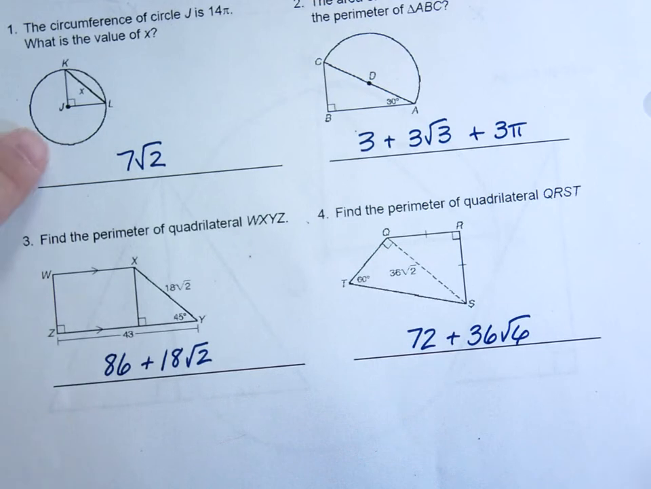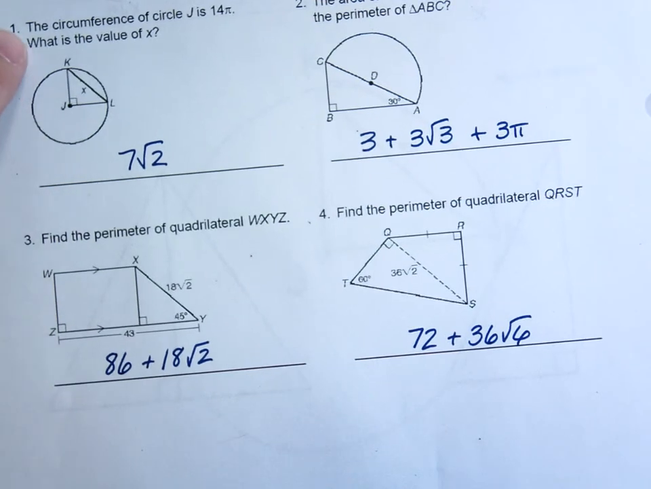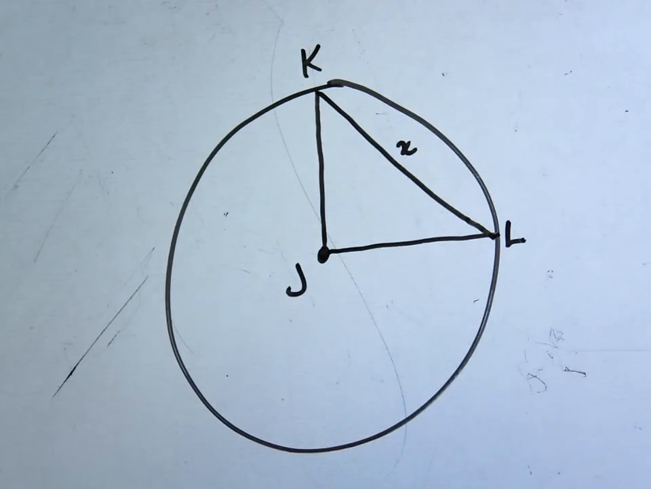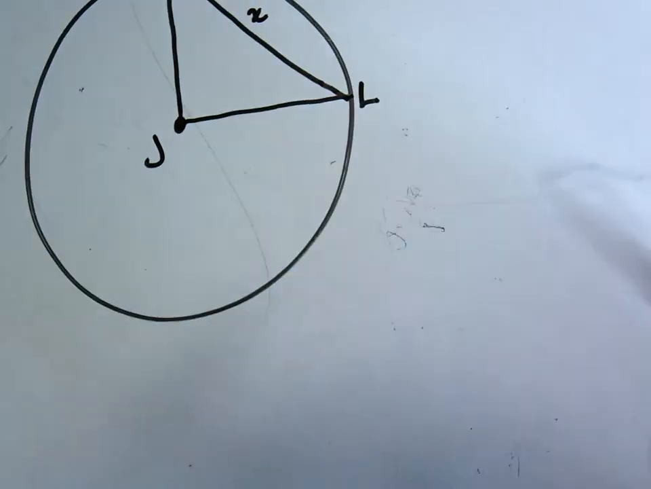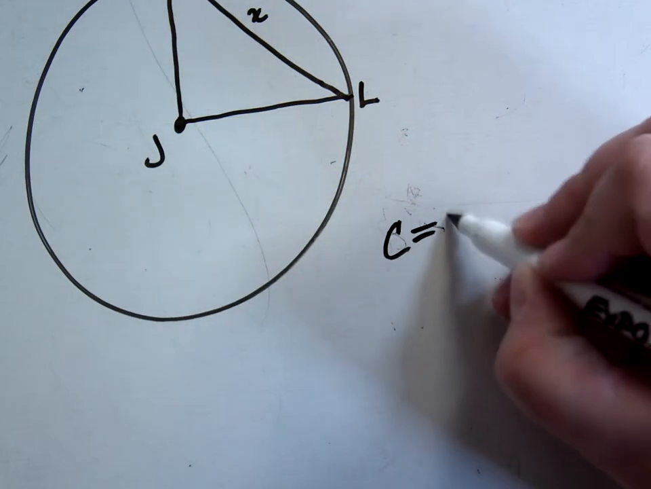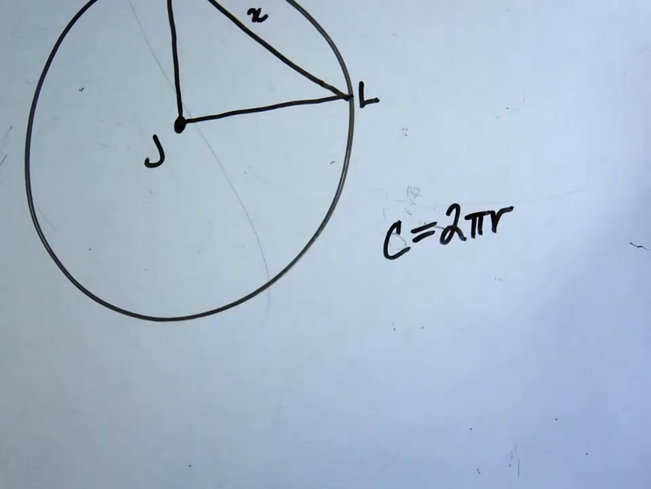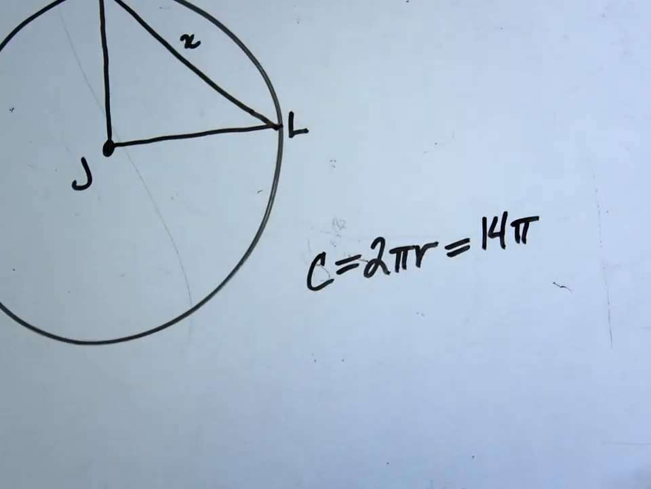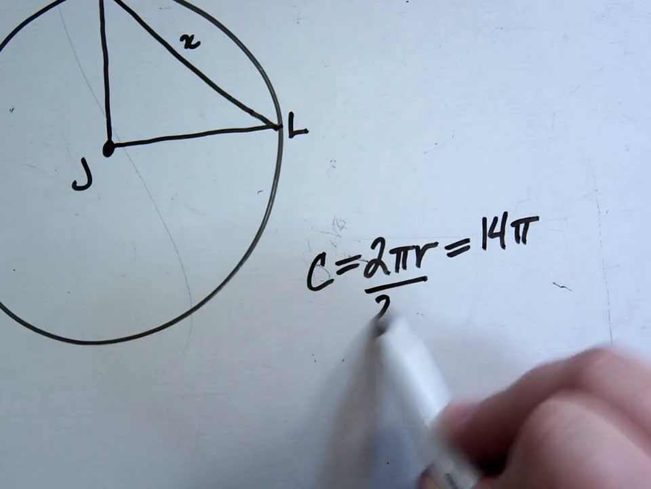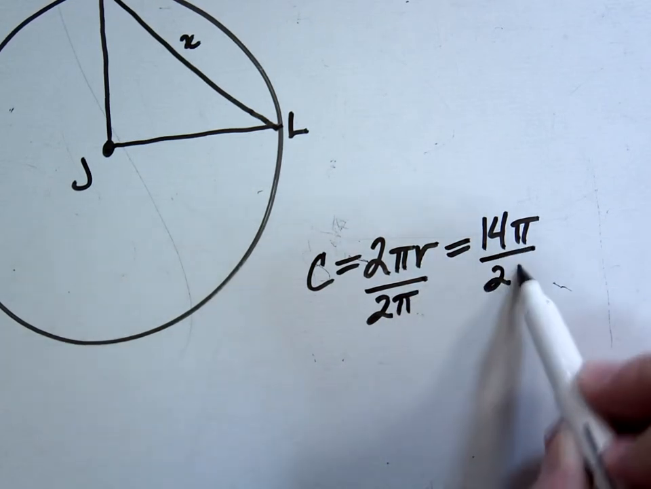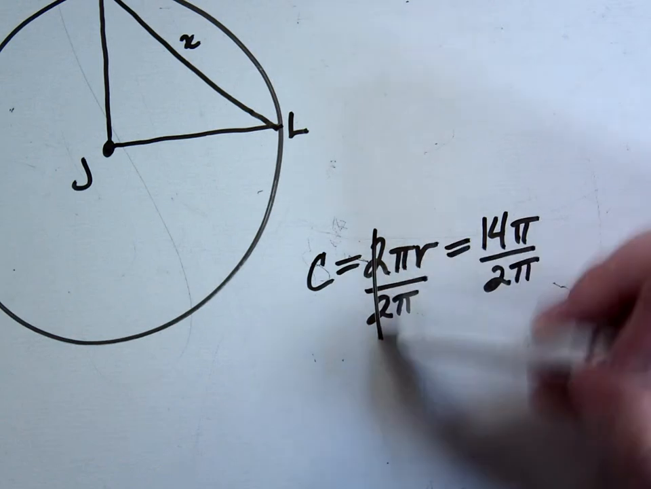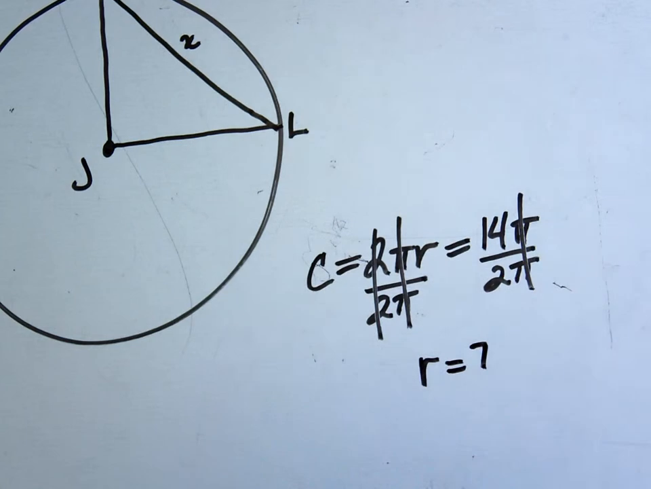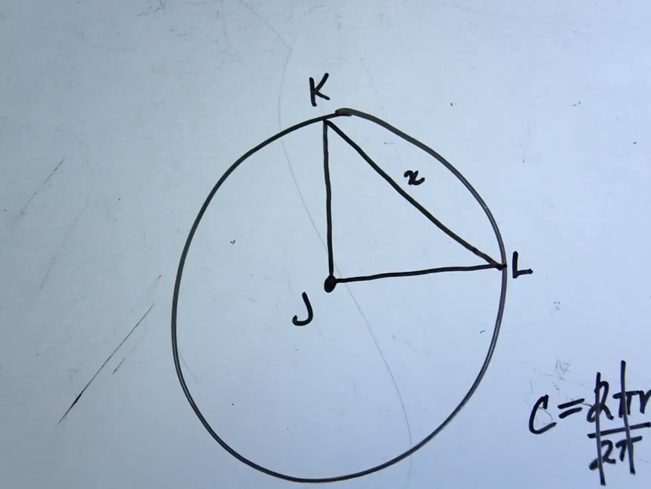Number 1, I drew this picture, but the key information is actually up here in the problem. The circumference of circle J is 14 pi. The circumference of a circle is the formula 2 pi r. If that's equal to 14 pi, then I can find the radius. Divide 2 pi out of both sides. The pi's cancel. 14 divided by 2 is 7. So in this picture, the radius is 7.